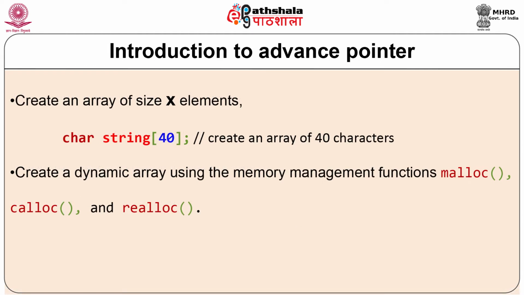We know how to create an array of size x elements, say of type character. We can do this by the syntax char string[40]. This will create an array of 40 characters. This tells the compiler to reserve 40 characters in memory to use for this array.